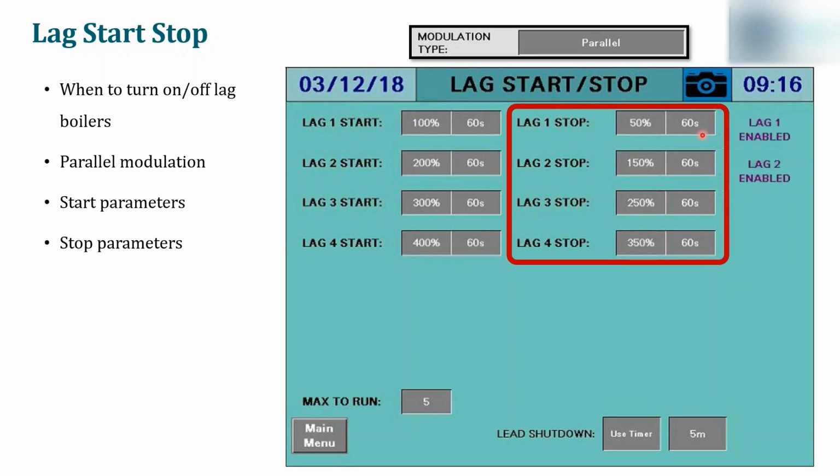So we go all the way back up to lag 1. If the total demand of the system is only 50% or lower for 60 seconds, lag 1 boiler will be turned off and the lead will be the only boiler left on. 50% split between lag 1 and lead would mean the lead boiler and the lag boiler were both running at 25% only for 60 seconds, and then we shut down the lag 1 boiler. Again, these numbers are all customizable. You can put whatever numbers you'd like in here to help set your system up the way you want.